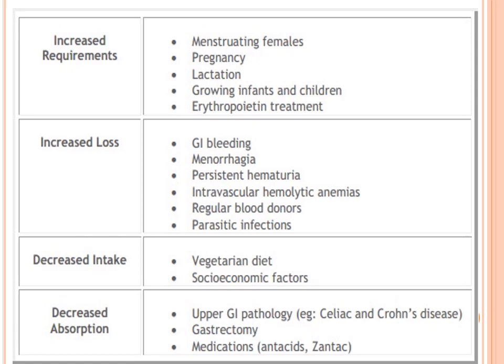Fourth is decreased absorption. What is included in this? Upper GI pathology, for example celiac and Crohn's disease, gastrectomy or medications, for example antacids, Zantac, etc.